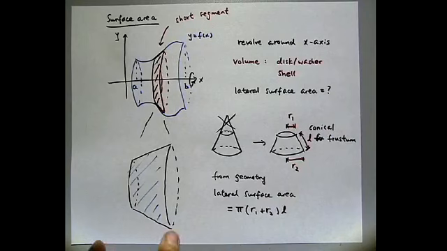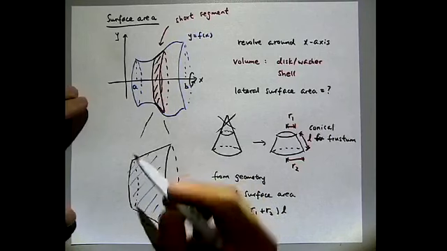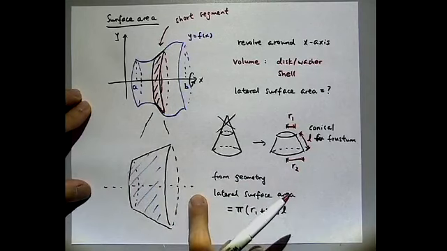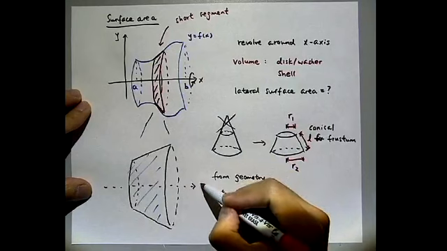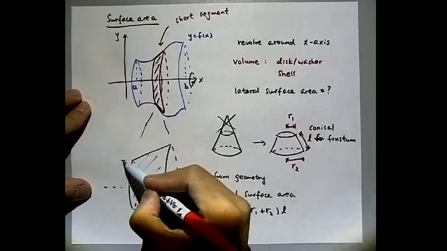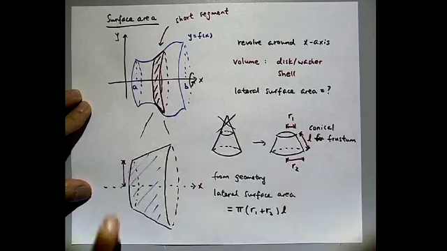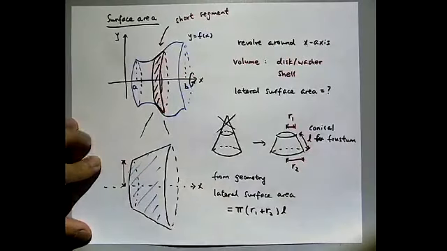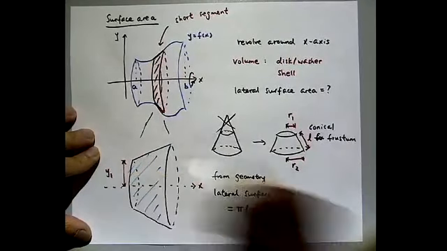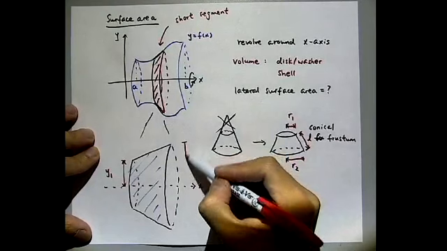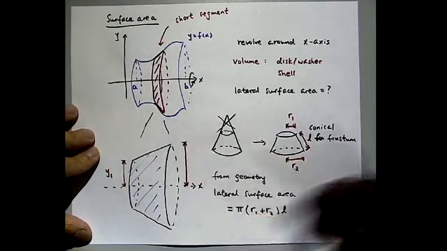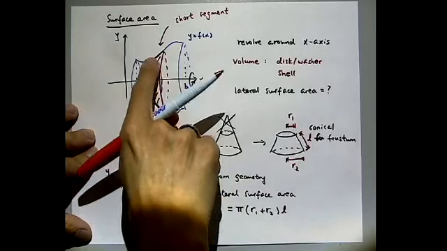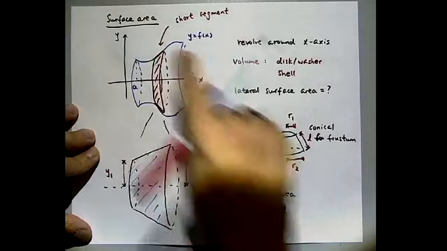Now we want to apply that to this frustum laying on its side. So this is the axis of revolution. And the smaller radius right here, this is some number, let's call that y1. And the bigger one here is some other number, call that y2. So that's the length from here to here, and then the length from here to here.